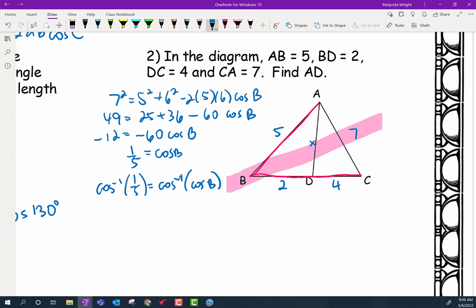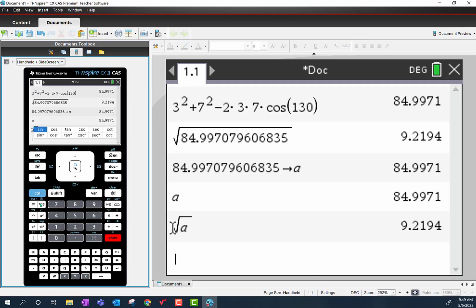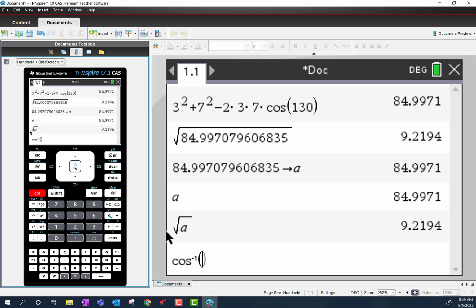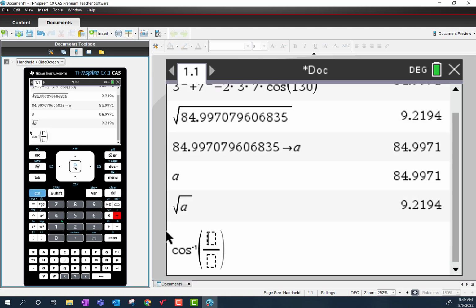So this inverse cosine of cosine, they cancel each other out. They're like opposite operations. And I'm going to be left with angle measure B. And then I'm going to put this in my calculator, inverse cosine of 1/5. Okay, so inverse cosine right here of, and I'm going to use a fraction bar because that's what I want to do. Because why not? 1/5. I'm in degrees. Control enter.